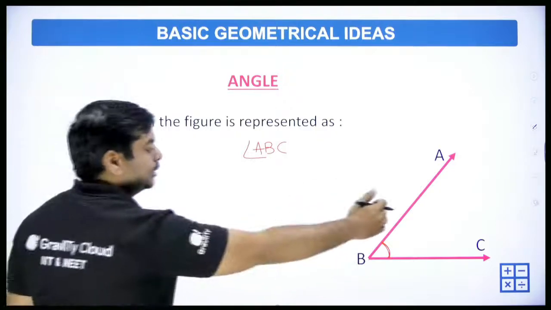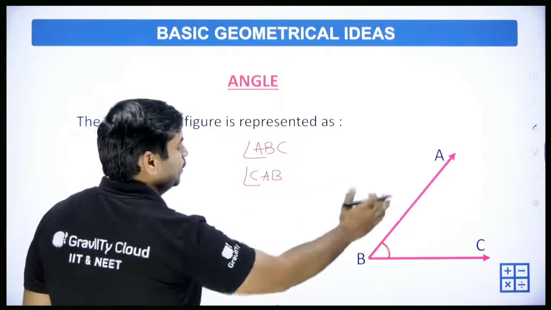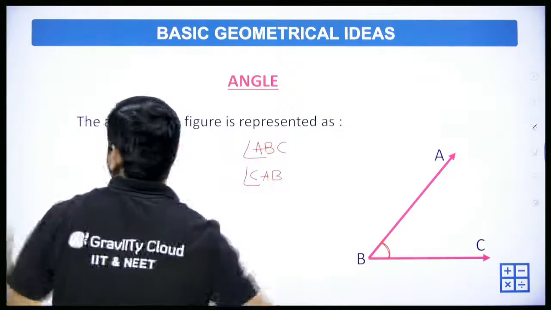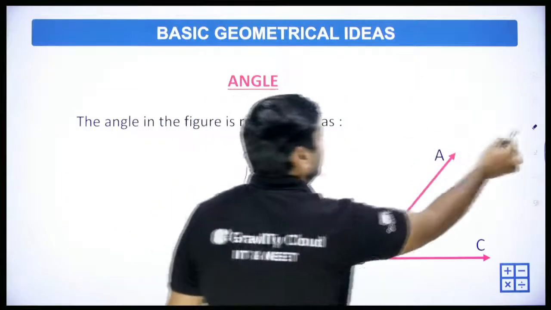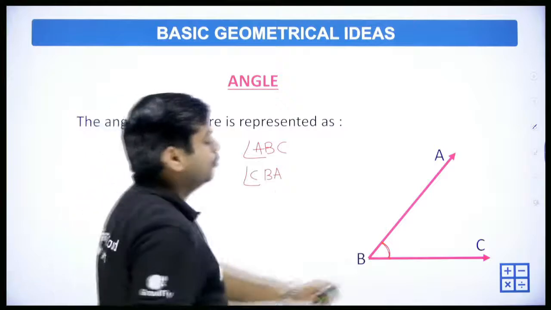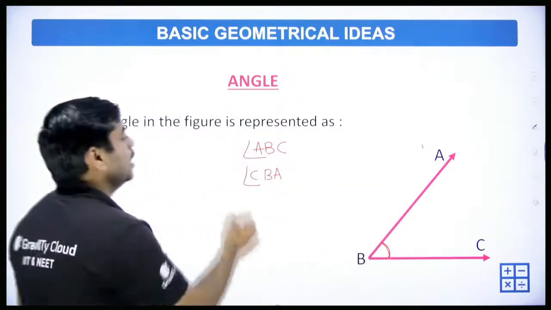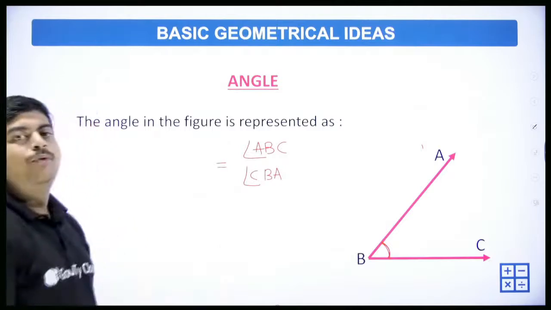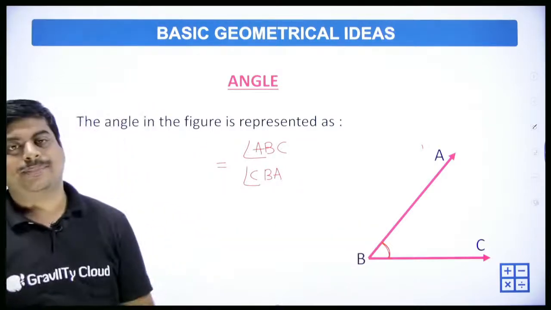This can also be written in this way, angle CBA. Starting from C we are going to B and then we are reaching A. So this angle is also called CBA. So angle ABC or angle CBA both represent the same thing, that we are going to find this angle, right?